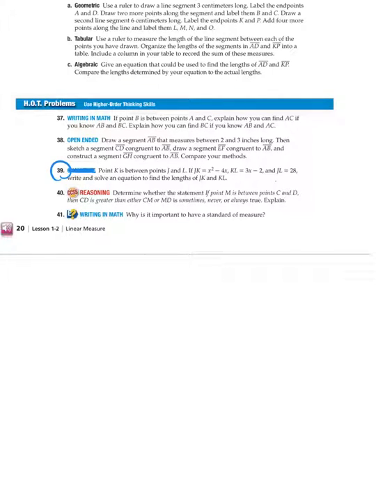Point K is between J and L. So you know what I'm going to do. I'm going to draw a picture. And I'm not going to be worried about being on scale. I don't know where K falls in here. So I just got to put him in there somewhere.